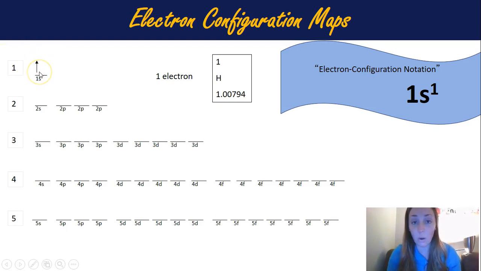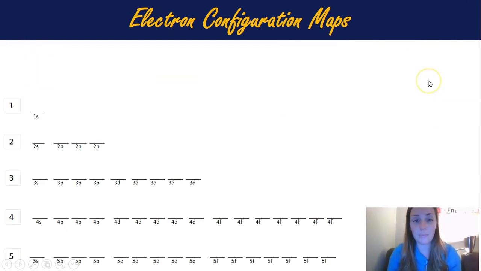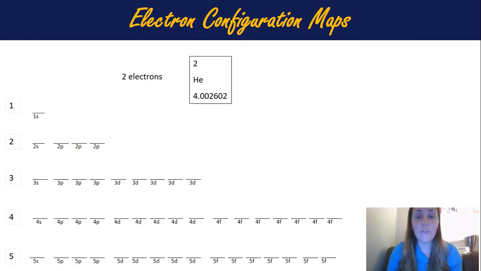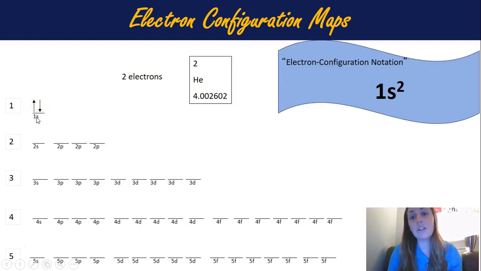You've got 1 arrow or 1 electron, so 1s1. All right, helium. Helium has 2 electrons. The first one always goes in 1s, and it's always an up spin. The second electron has to fill this subshell before you can move on. So 1s with a down spin. So you have 2 electrons in your 1s, so the electron configuration is 1s2.